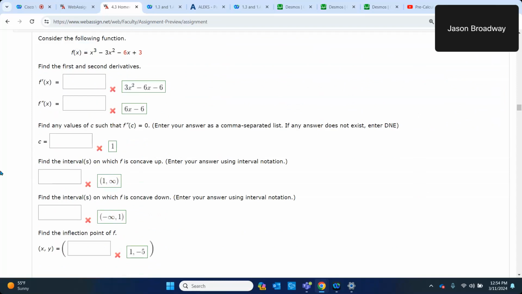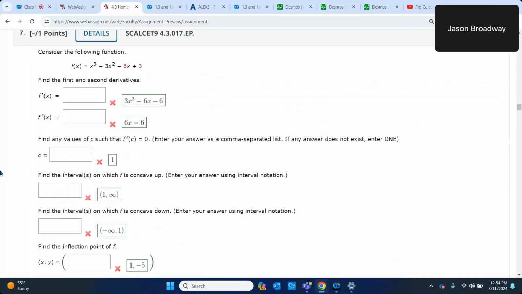Number 7, we do f prime, we do f double prime. Find any c such that f double prime of c is 0. So we'll either have undulation or we'll have inflection. That c value is 1.